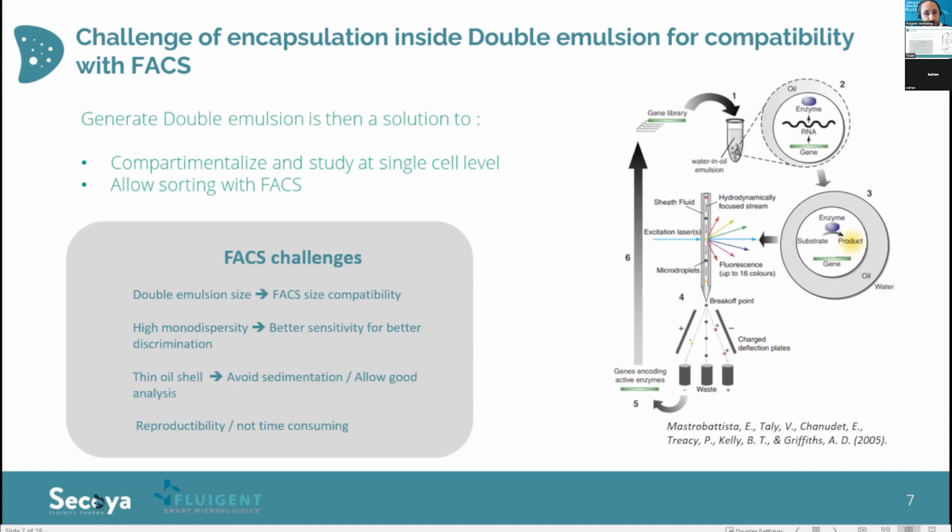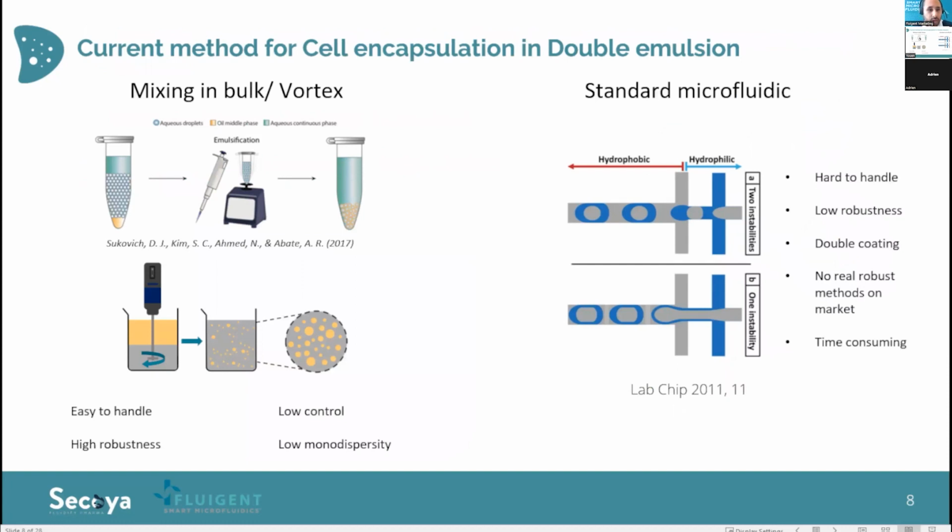In terms of technology, we have basically two kinds. The first one is what we call the batch method. This is the mixing of two different solutions in bulk, or using a vortex. And the other is microfluidic techniques. So maybe Youen, could you go to the next slide, please? Yeah, perfect. So, as I said, there are two techniques: mixing in bulk or vortex.